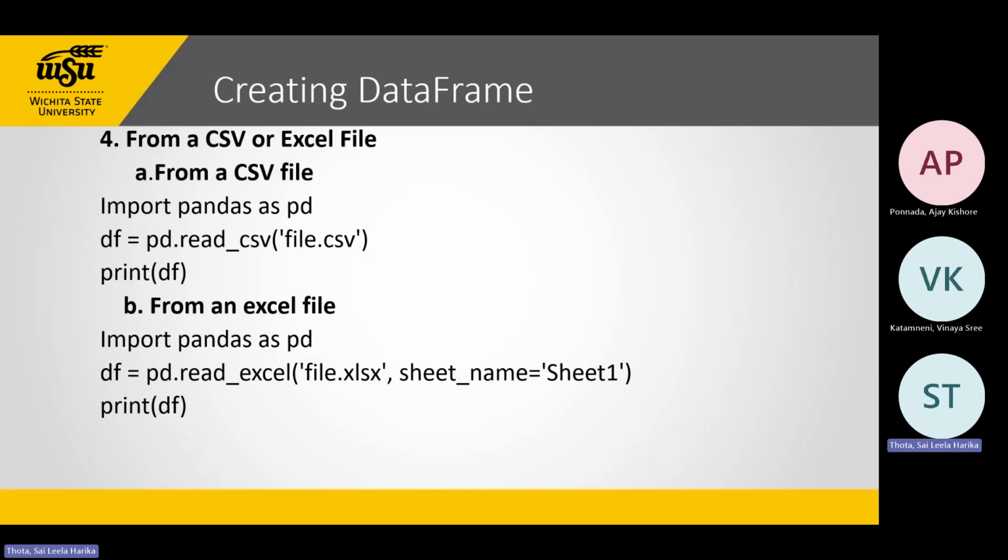Okay, from a CSV or Excel file. So we simply load the file, whether it can be CSV. If it is CSV, we use CSV here. If it is Excel, we will use Excel, and we will print that data frame. Yeah, so this is the Excel sheet.